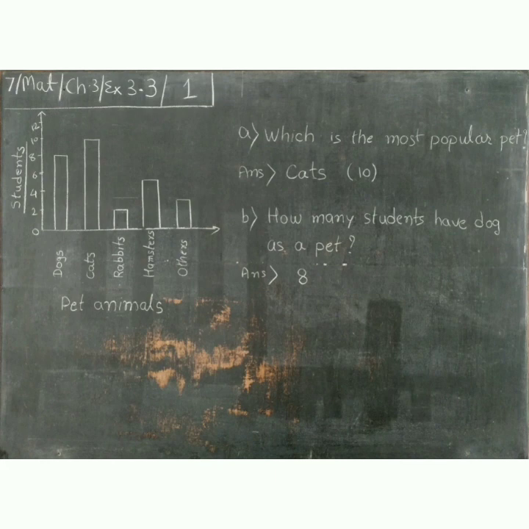Now look, please see dogs. How many dogs are there? 8. And how many cats are there? 10. Rabbits 2. Hamsters 5. And others 3. The other horizontal lines are given for your proper understanding. It is not necessary to draw them while drawing a graph.